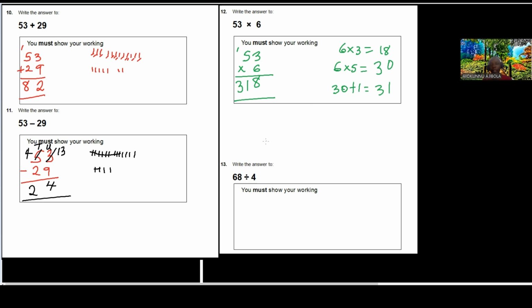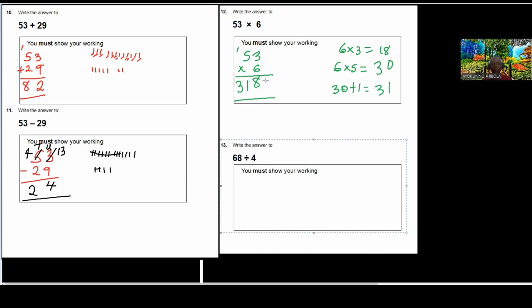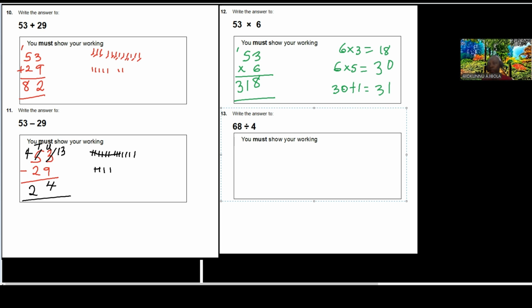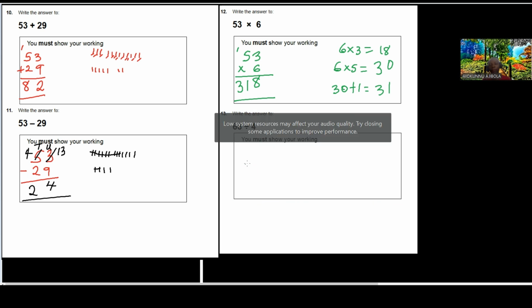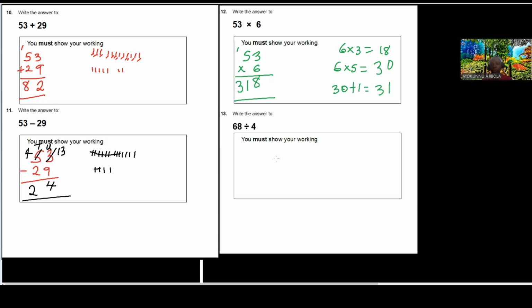Yes. Now, this last one that says you should divide, we can do it using a short division method or a long division method. It's still going to boil down to the same thing. So let's use any of the methods to try and do it. But what it's trying to say is that we should divide 68 into 4 equal places. So that is 68 divided by 4.